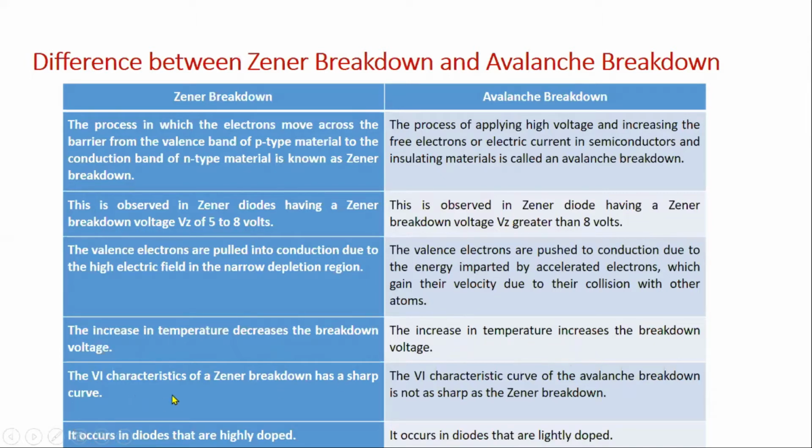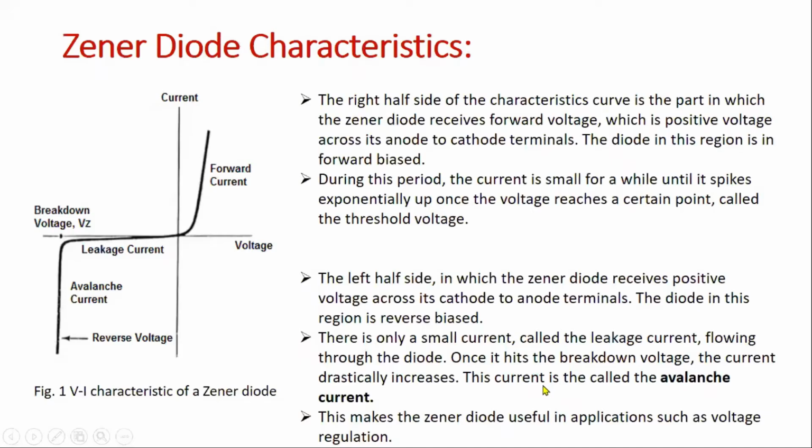The current-voltage characteristics of Zener breakdown have a sharp curve, whereas avalanche breakdown is not that sharp as in the case of Zener breakdown. Zener breakdown occurs in diodes that are highly doped, whereas avalanche breakdown occurs in diodes that are lightly doped. Now you can see the characteristics of the Zener diode here.